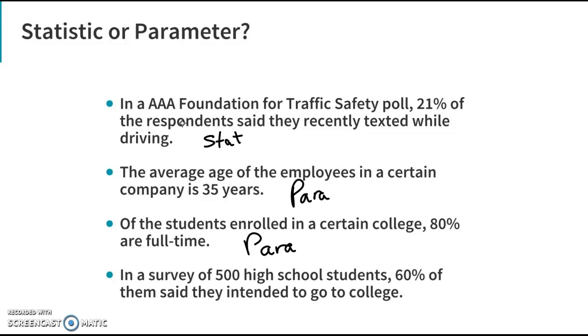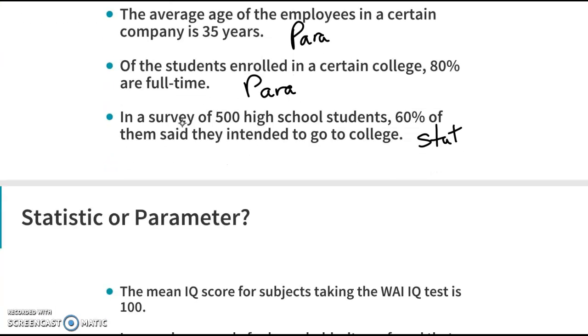Okay. In a survey of 500 high school students, 60% of them said they intended to go to college. Anytime you see a poll or a survey, that's going to be a sample because you're not including everybody, because everybody has the option of saying, no, I don't want to take that survey or poll. So this is going to be a statistic.